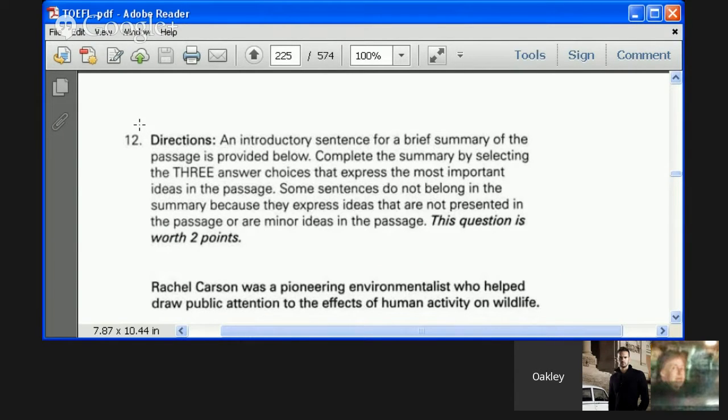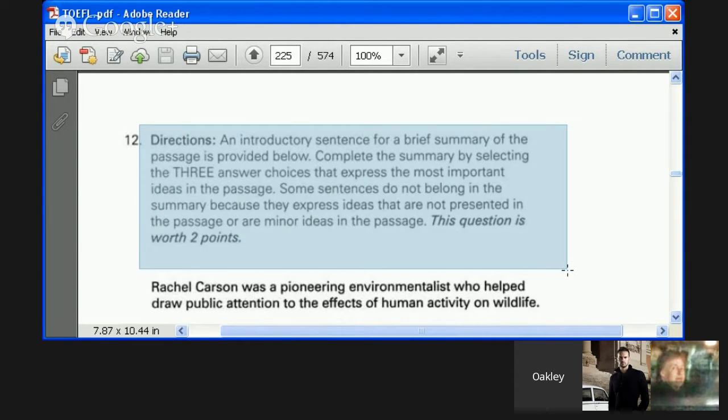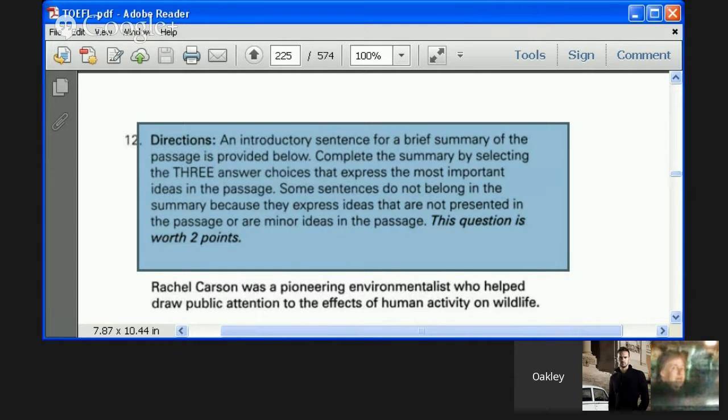Let's put Ken right to work. Ken. Okay. We're not going to slow down. So, Ken, can you go ahead and read the directions for this question type, please?